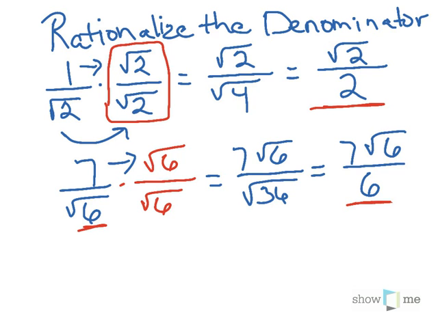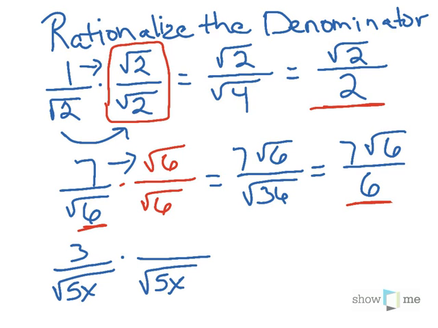I have another example, 3 over the square root of 5x. To get rid of the square root on the bottom, we're going to multiply it times itself. So we're going to multiply times the square root of 5x on the bottom. We have to do the same thing on the top that we did on the bottom. To keep that fraction equivalent, we're just multiplying it times a form of 1.